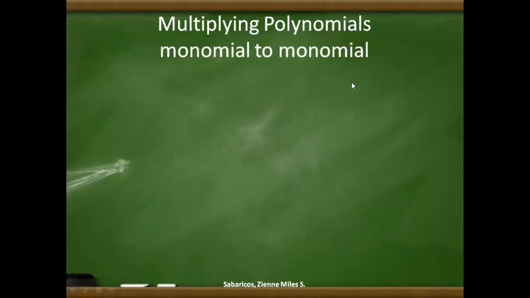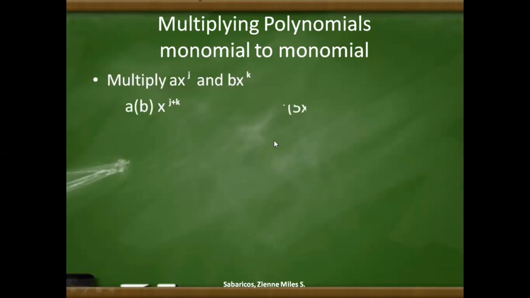Multiplying polynomials, monomial to a monomial. Here's the formula for it. Multiply ax raised to the j and bx raised to the k. To do that, you multiply a and b, a times b, and then since they both have the same variable, you just bring down the x, and then you add their exponents, so j plus k.